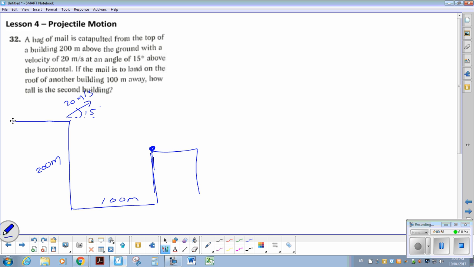So this is projectile motion. It is important to break it into your horizontal and vertical. Should be the first thing you're doing. So I know my horizontal velocity. That's going to be 20 cos 15 meters per second. Distance, I know my horizontal distance. It's going to be 100 meters. That's to the right, both of those.